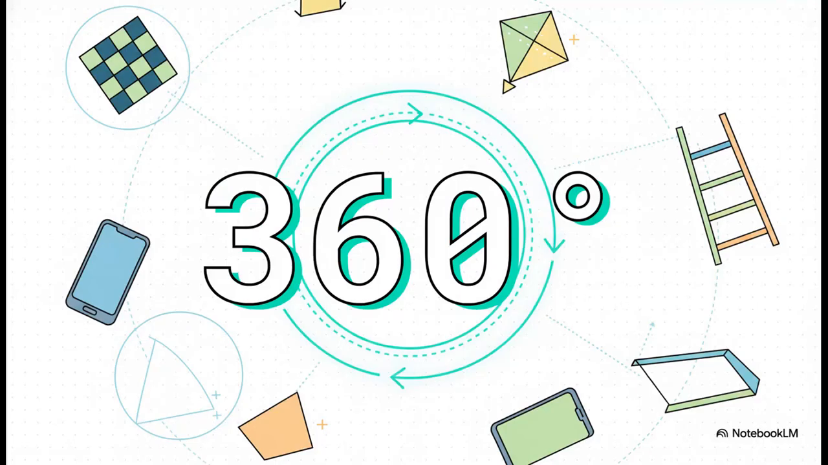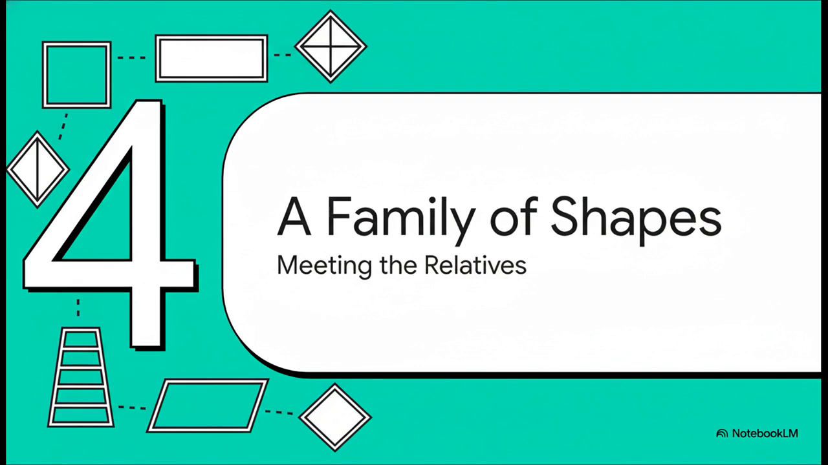Yup, 360 degrees. Always. It doesn't matter if it's a perfect square or the most bizarre, stretched out shape you can imagine. The four angles on the inside will always add up to 360. It's like a universal law of the shape universe. Okay, so we've got our core rules down.